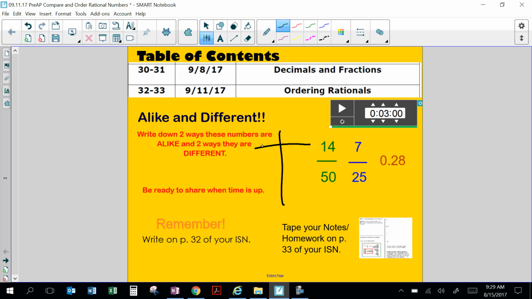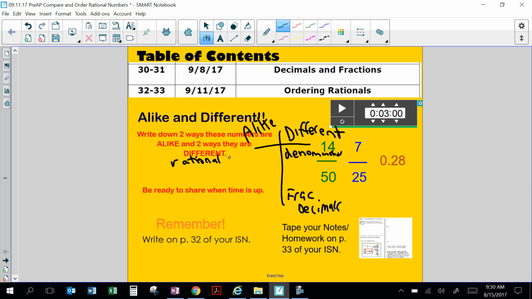I'm going to make myself a T-chart. The left column will be alike. The right column will be different. Well, what I can see different is I see different denominators. I see different types of rational numbers. I see fractions. I see decimals. Alike, these are rational numbers.